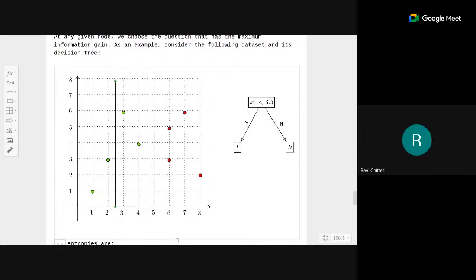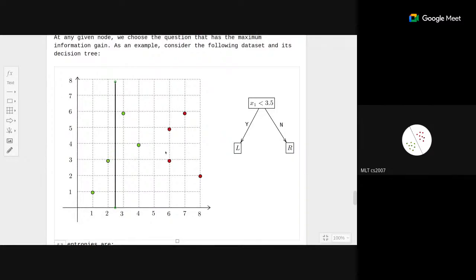So once I am at L, what are the positives and the negatives that I'm looking at? L is having two greens now, so there are no reds. So L will just have two greens, two positives, and zero reds. And R will have two greens and four reds. So it's just a partition. That's what a partition is: you divide it in such a way that if you put them together, you get back the whole.